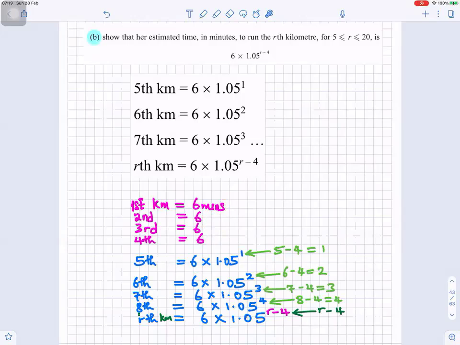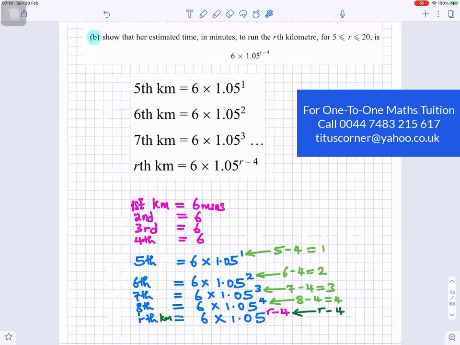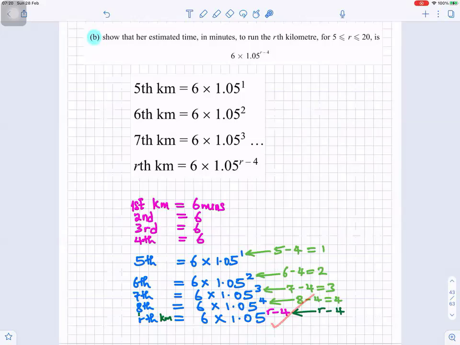The fifth would be 6 times 1.05 to the power 1, because 5 minus 4 is 1. The sixth would be 6 times 1.05 to the power 2, because 6 minus 4 gives you 2. And for the 7th, 6 times 1.05 to the power 3, because 7 minus 4 gives you 3. And the 8th, 8 minus 4 gives you 4. And for the Rth, it will be R minus 4. So that's how you get that.